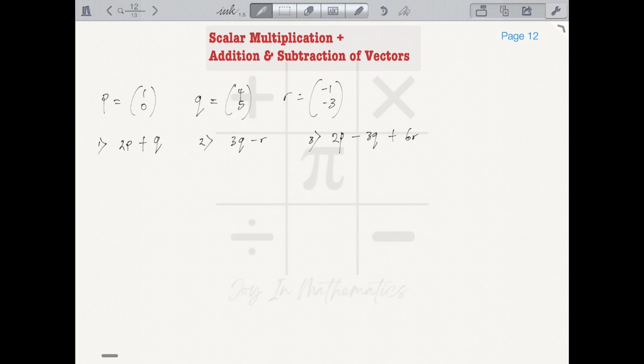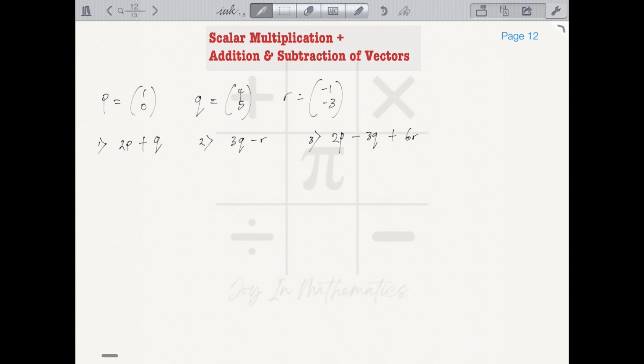Now let's consider when we combine scalar multiplication with addition and subtraction of vectors. So just like we had in our last lesson, we have P of 1, 0, Q to be 4, 5, R of 1, minus 3. And we are asked to evaluate 2P plus Q, 3Q minus R, and also 2P minus 3Q plus 6R. This is scalar multiplication, this is addition, scalar multiplication, subtraction, and scalar multiplication, subtraction, scalar multiplication, addition.